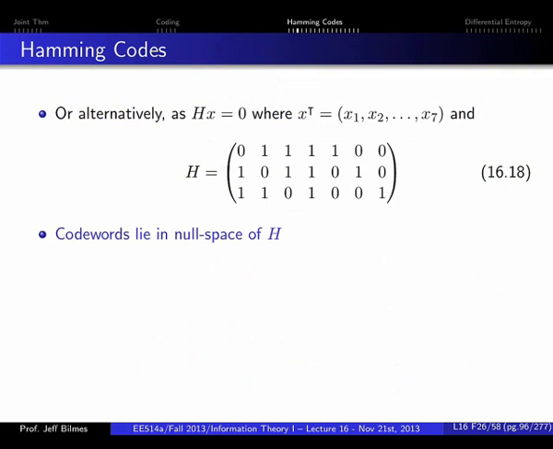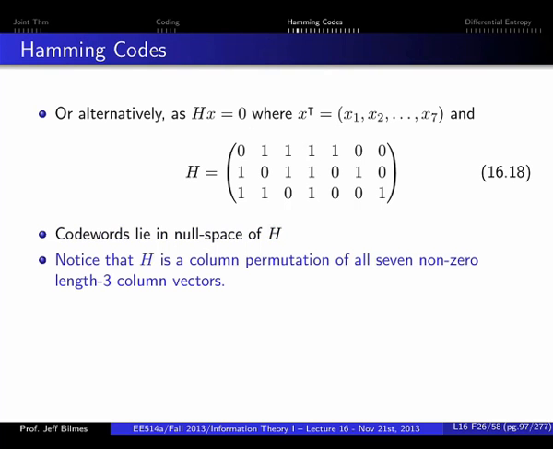So therefore, the code words are the solution space to this equation, and moreover, they lie in the null space of H, in mod 2 arithmetic. So now, the thing to note about H is the following. H is a column permutation of all 7 non-zero length 3 column vectors. So to think about all of the column vectors, 0, 0, 0 is not there, right? That's a 0 column vector.